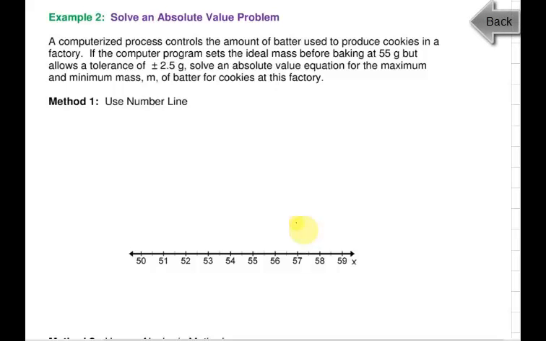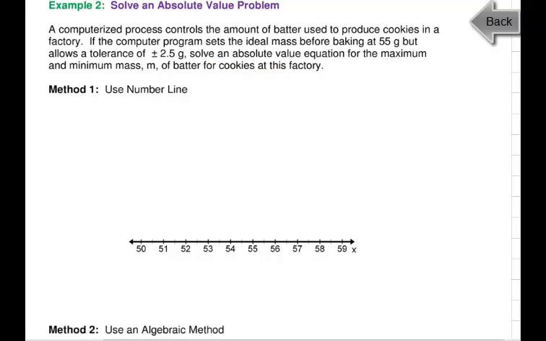So we're going to do example 2, and we're going to take a look at solving a problem using absolute value. So our problem is a computerized process controls the amount of batter used to produce cookies in a factory. If the computer program sets the ideal mass before baking at 55 grams, but allows a tolerance of plus or minus 2.5 grams, solve an absolute value equation for the maximum and minimum mass M of batter for cookies at this factory. Okay, so we're going to start by setting up an equation.